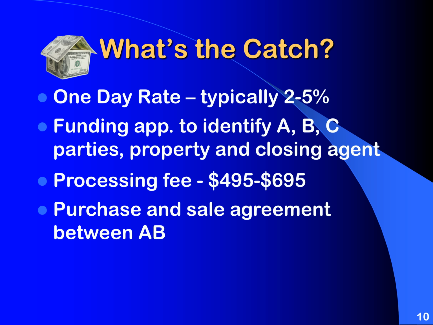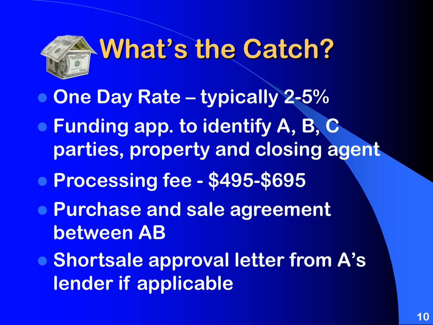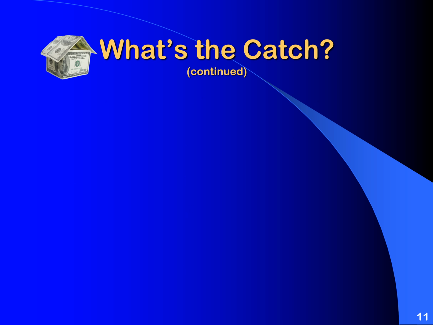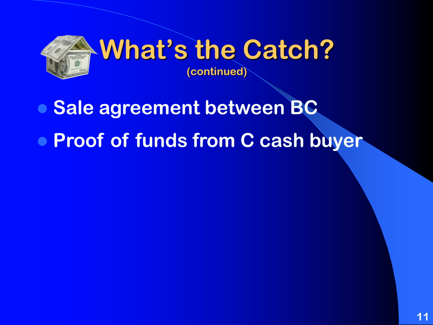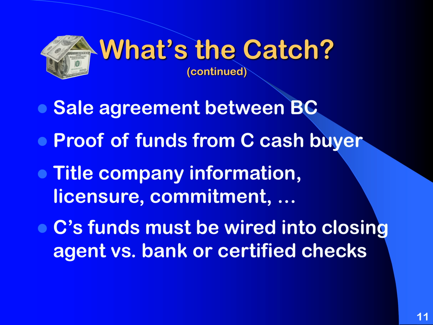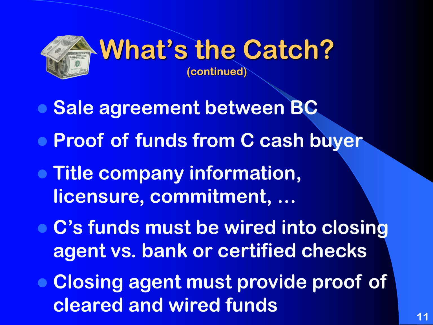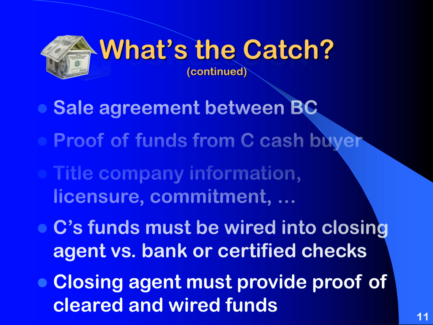Purchase and sale agreement between A and B. Short sale approval letter from A's lender, if applicable. Sale agreement between B and C. Proof of funds from the C cash buyer. Title company information, licensure commitment. C's funds must be wired to the closing agent versus bank or certified checks. The closing agent must provide proof of cleared and wired funds.